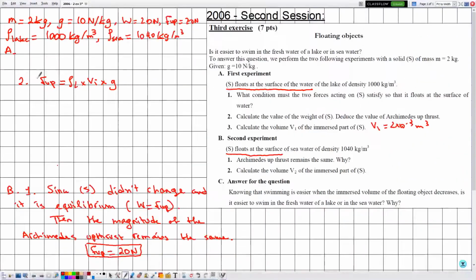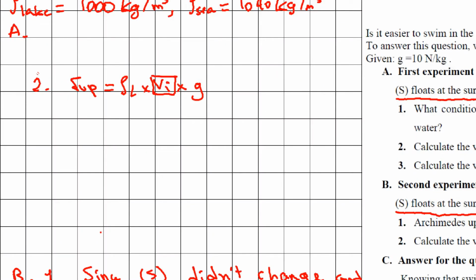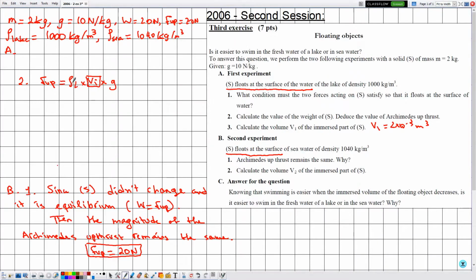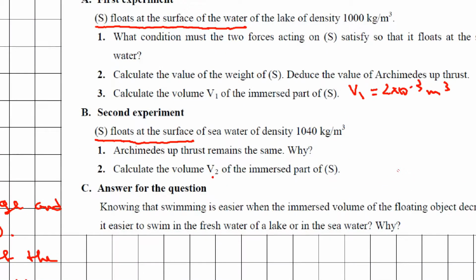And in this case, we are interested in determining the immersed volume. The immersed volume doesn't depend only on F upthrust and G, but also on the density of the liquid. So whenever we change the density of the liquid, the volume of the immersed part will change. For this reason, they are telling me again to calculate the new volume V2 of the immersed part.